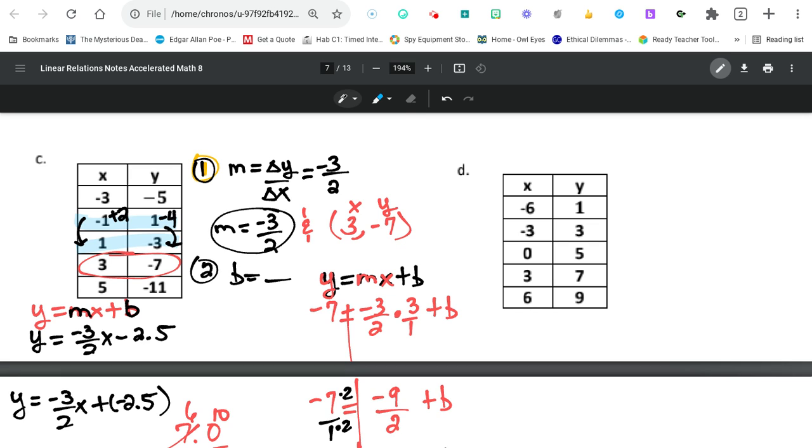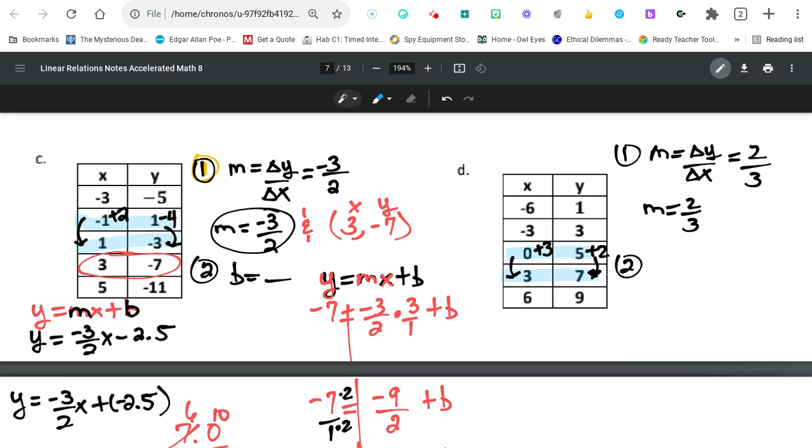All right, so for D, I'm going to find the slope by using the change in y over the change in x. So I'm going to pick 2 points. Well, I'll pick these two. So I'm going to add 2 to 5 to get to 7. So that's 2. I'm going to add 3 here to get from 0 to 3. So I know my slope is 2/3.